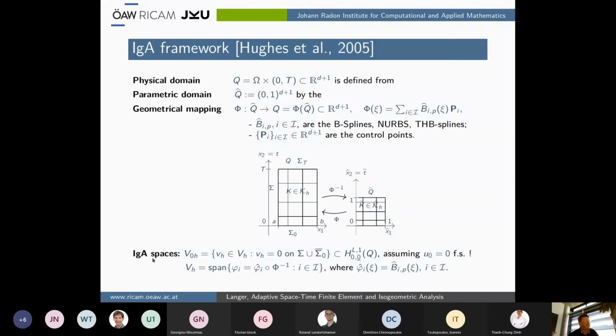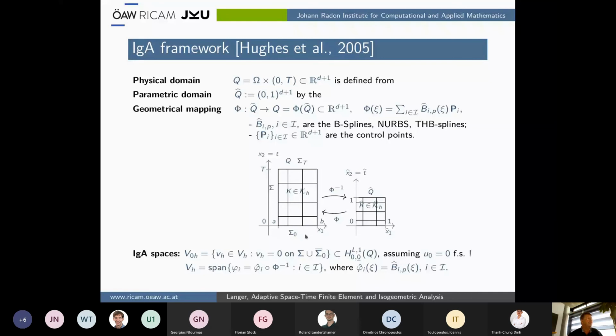So then I can define the IGA space as all tensor product splines, spanned by all tensor product splines from the basis functions. So I define the basis functions in the parameter domain, have this mapping, and then I have this in the physical domain, and the span of all such functions gives me a space, together with a boundary and the initial condition. This is the space where I look for the solution. Okay, for simplicity, I assume that the initial conditions are 0.